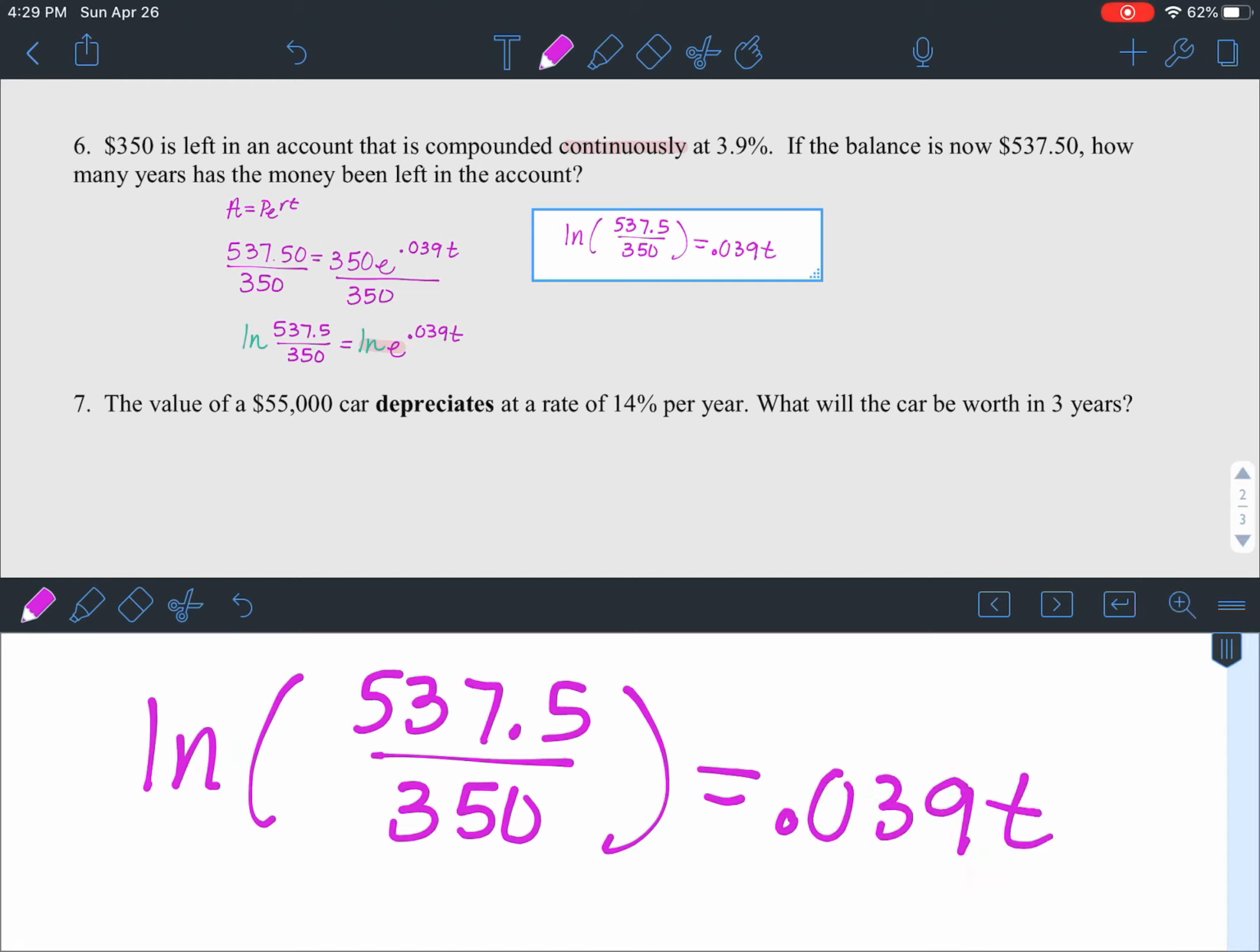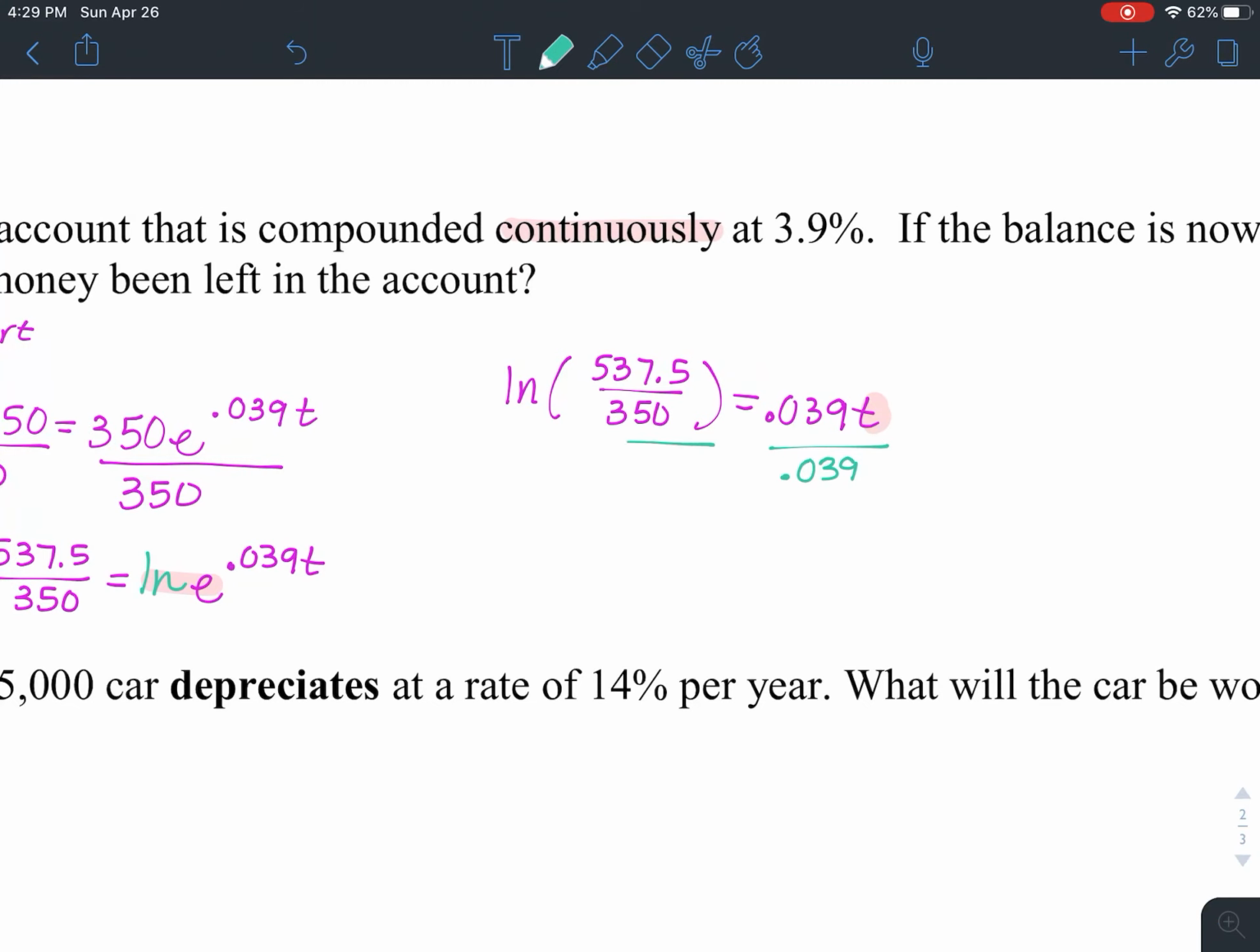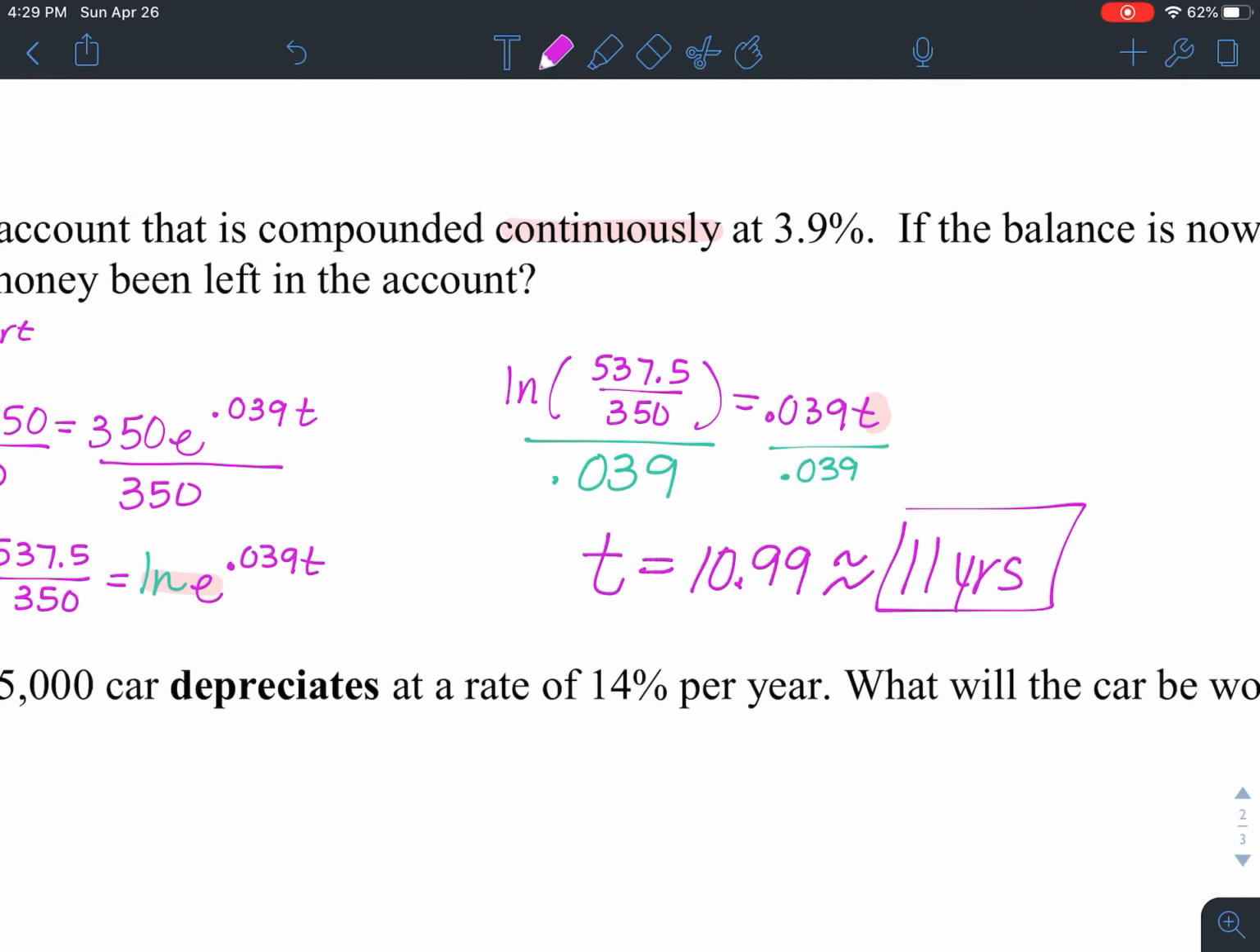0.039 T. Now, to solve for T and get T all by itself, just divide by 0.039. Divide all of that by 0.039. That will give us our final answer for T. So plug all that in your calculator and approximate what T is. Go, hit pause. And in the end, you should get T to be like 10.99 something, so about 11 years-ish.